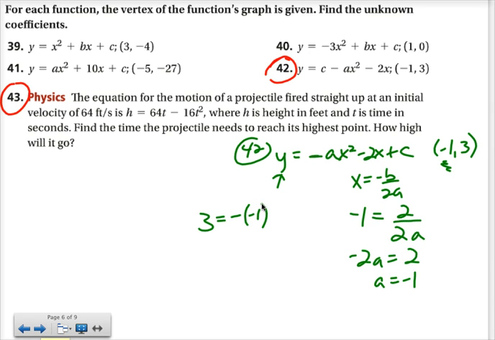And then we have to put a negative 1 back into the formula, so negative 1 squared minus 2 times negative 1 plus c. And we have to figure out what all of that mess is going to be in the end here. So as we go through this, we have 3 equals, and we had this negative out in front and this nasty little negative 1 for a.